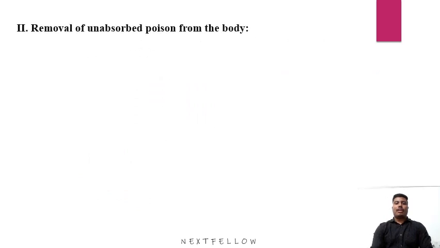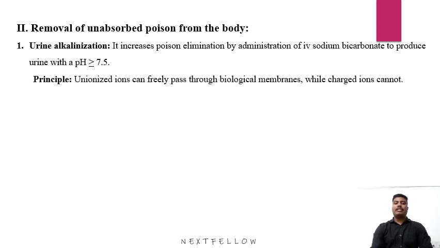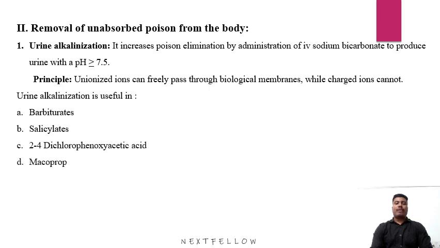We will discuss now the removal of absorbed poison from the body. The first process is urine alkalinization. It increases poison elimination by administration of intravenous sodium bicarbonate to produce urine with a pH greater than 7.5. The principle behind this is unionized ions can freely pass through biological membranes while charged ions cannot. Urine alkalinization is useful in barbiturates, salicylates, 2,4-dichlorophenoxyacetic acid, mecoprop, chlorpropamide, fluoride, methotrexate.